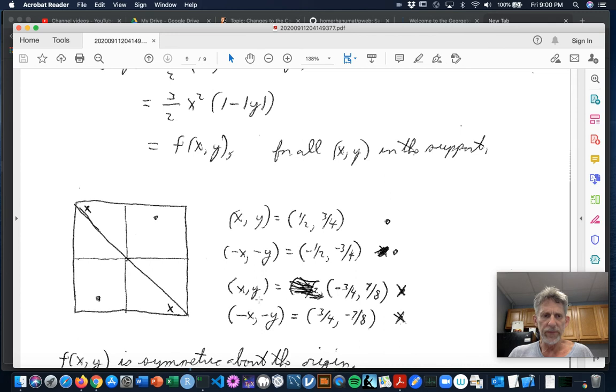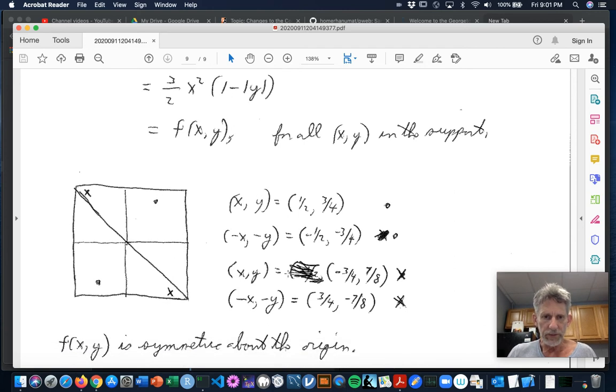So f of opposite of x, opposite of y is the same as f of x, y. Think about that geometrically. Here's that support. Here's that square. This is the origin here. Here's the x-axis. Here is the y-axis. And here's our little boundary line, coming down here. That's our y equals minus x line. And we're interested in the volume underneath f over that top triangle. But I want you to notice something.